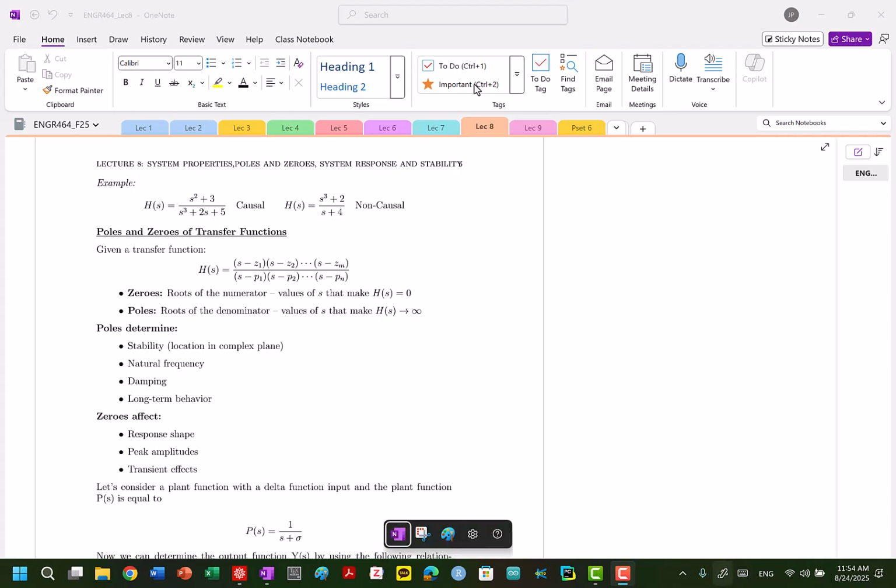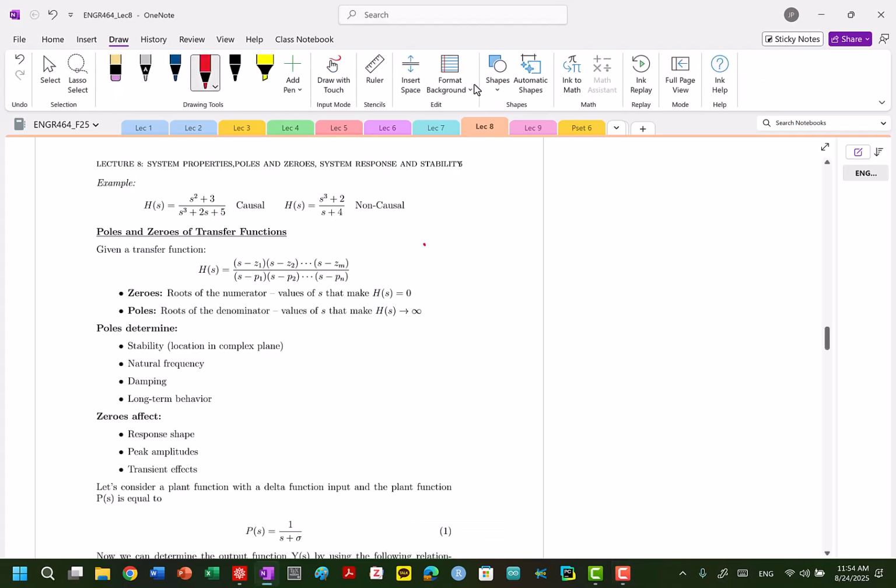Hi, everyone. We are back, and we are going to go through a very important section and lecture, which is poles and zeros of our transfer functions. Poles and zeros are incredibly important. They really are the keys to system stability and the response of our function and our system. We have to know how to calculate poles and zeros.